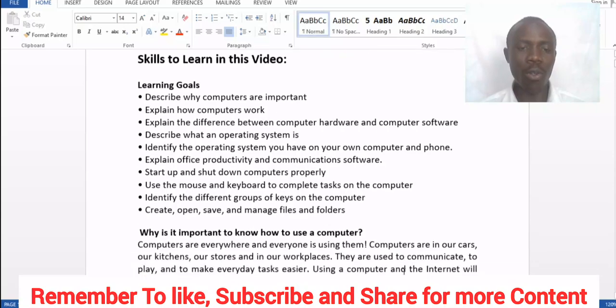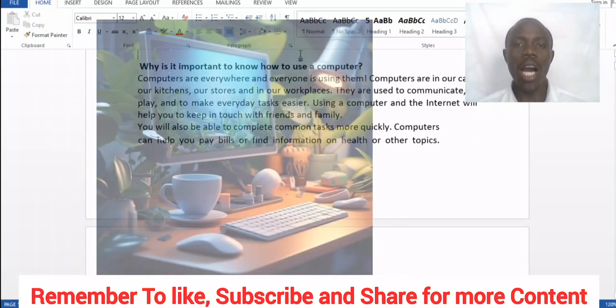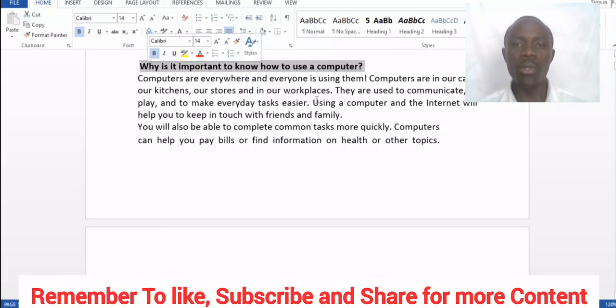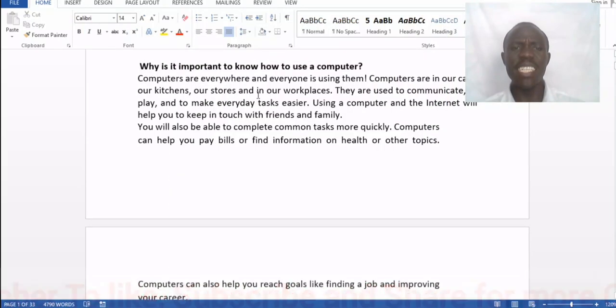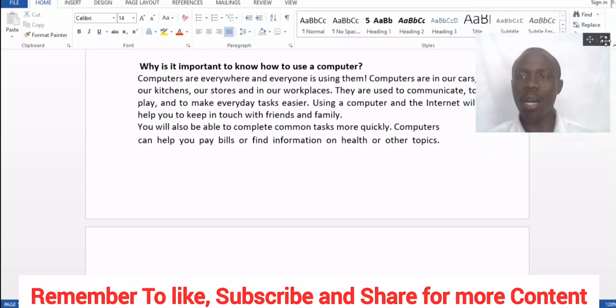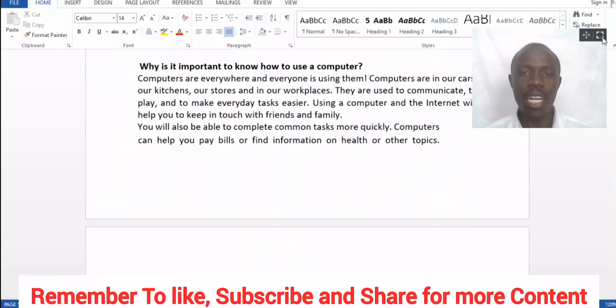We are going to be learning why it is important to know how to use a computer. Why is it important to know how to use a computer? Why do you think it's important to you to know how to use a computer? So we can say that computers are everywhere and everyone is using them. Computers in our cars, computers in our kitchens, our stores, and in our workplaces, meaning that computers are actually everywhere. Everywhere you can find a computer.